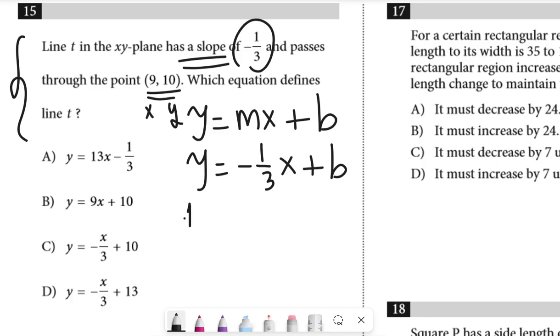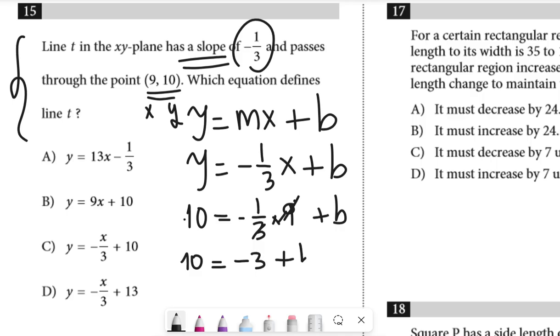Instead of y, we put 10. Instead of x, we put 9. Minus 1 over 3 multiplied by 9 plus b. Okay, so 10 is equal. 9 and 3 will cancel each other out. So we get minus 3 plus b. Let us move minus 3 to the other side. So 13 is equal to b. So that's what we wanted.